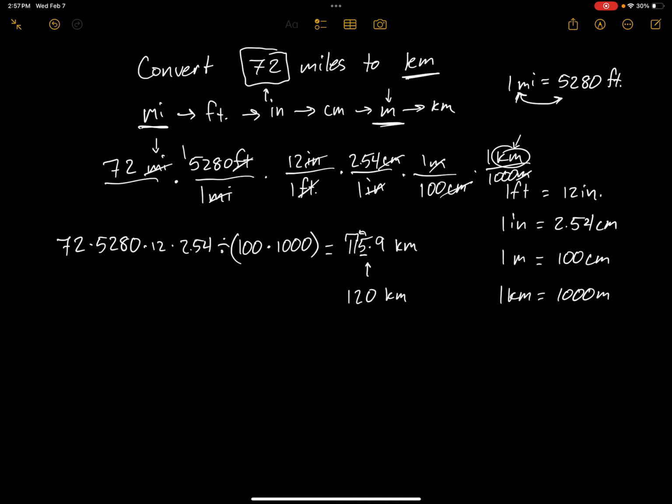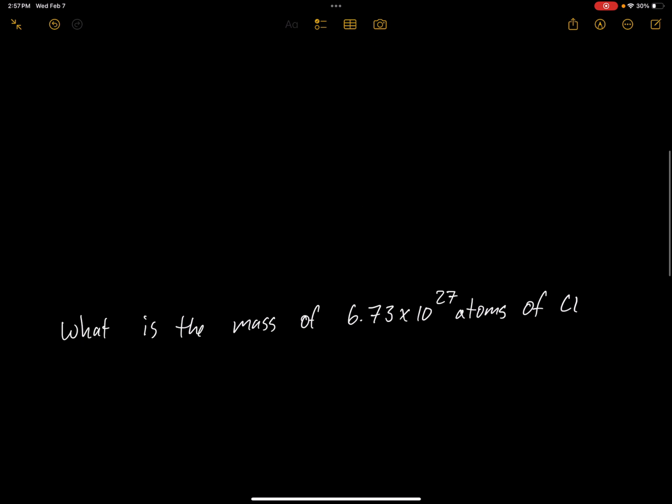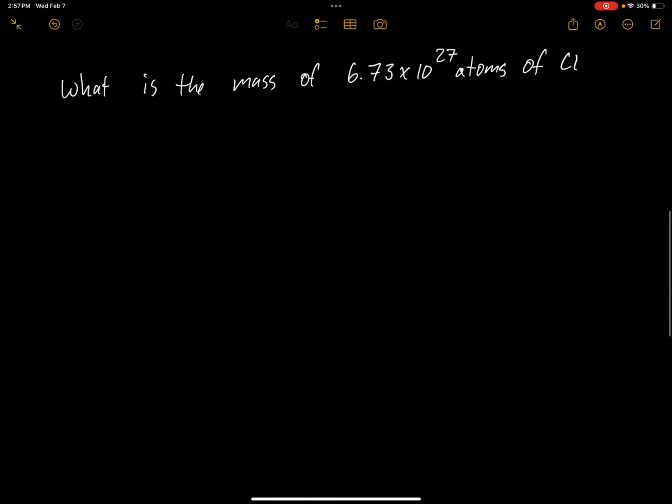Okay, so there's the first one on unit conversions. Try to let your units guide you, see how they cancel. The next one, and this is more chemistry based, is: what is the mass of 6.73 times 10 to the 27th atoms of chlorine? So right now we're going to start with 6.73 times 10 to the 27th. We generally start with what the problem gives us, and this is atoms of chlorine.